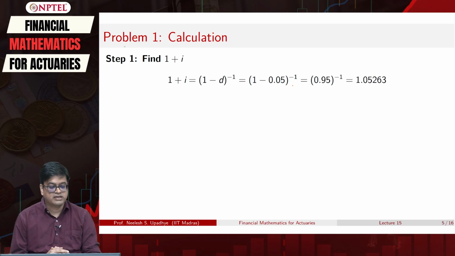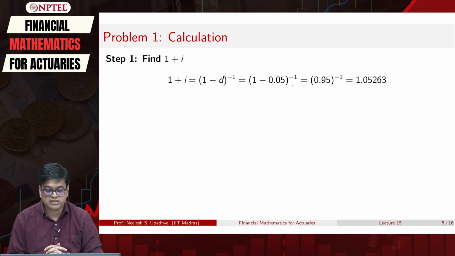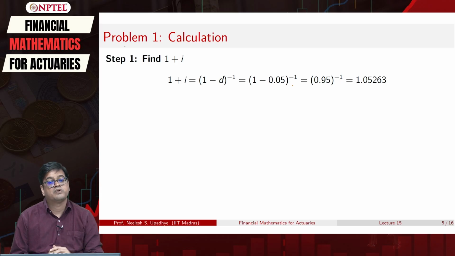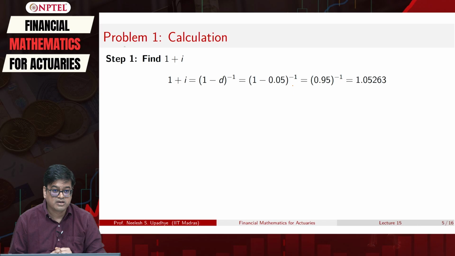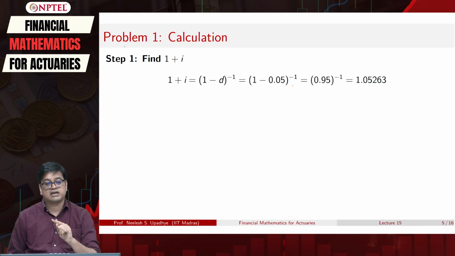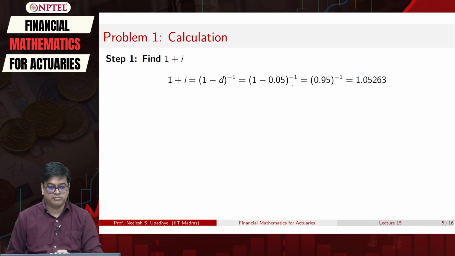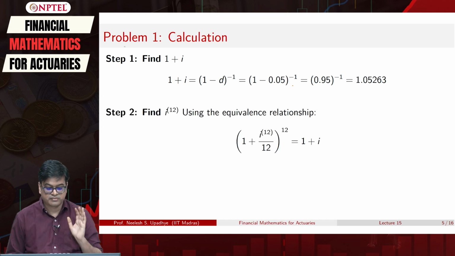So we will do that. So 1 plus i equal to (1 minus d) inverse, which essentially reduces to 0.95 inverse, and that gives me 1.0526. But what is the next step? I want to relate it to i super 12. How will I do that? For that I have one more equation, 1 plus i equal to (1 plus i super m by m) raised to m. In this case, that m is going to be 12. So I will apply that particular formulation, correct.